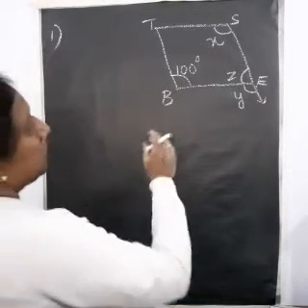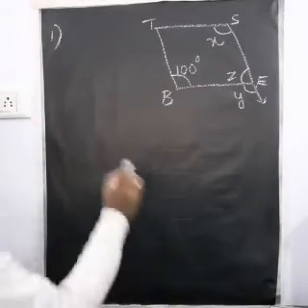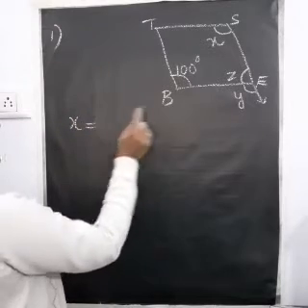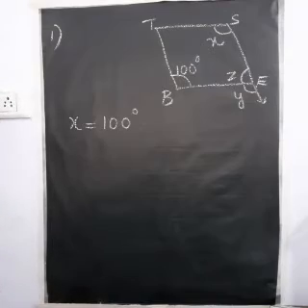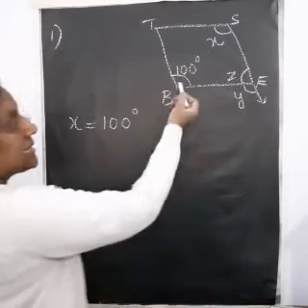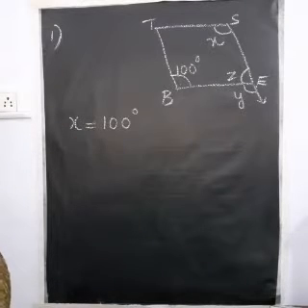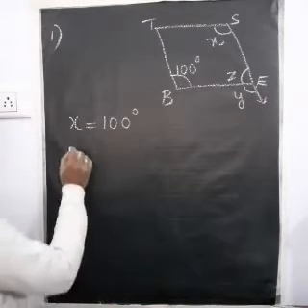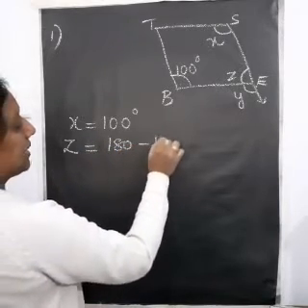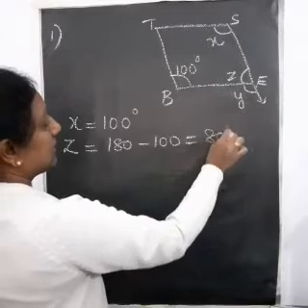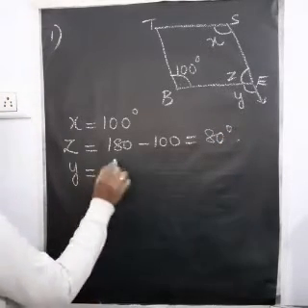Now let us see, we know that opposite angles are equal in a parallelogram. So what do you think X will be? X will be equal to 100, correct? Then we know that adjacent angles are supplementary. That means they add up to 180. So what is Z going to be equal to? 180 minus 100. How much is that going to be? 80 degrees.